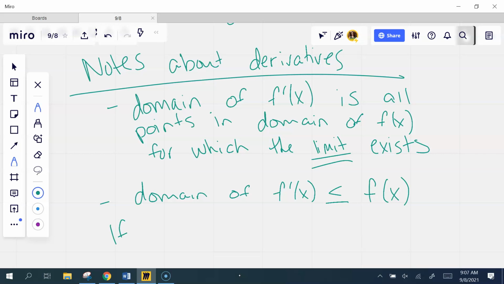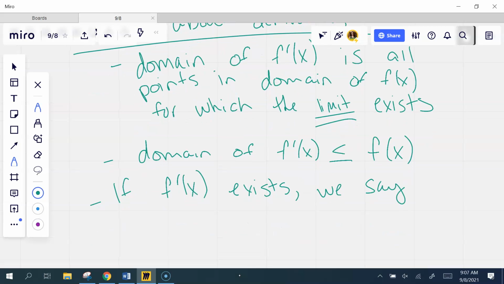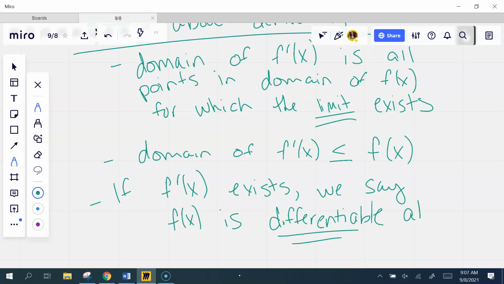So we'll say if f prime of x exists, there's your vocabulary word. If the derivative exists, then we say that the function is differentiable at that point. Wow, that's a big old word. Differentiable. Say it with me, Van. Differentiable.